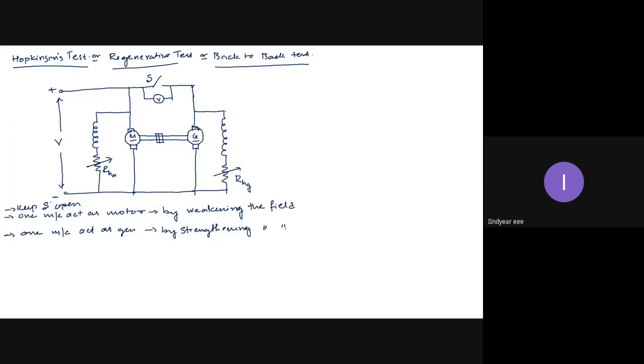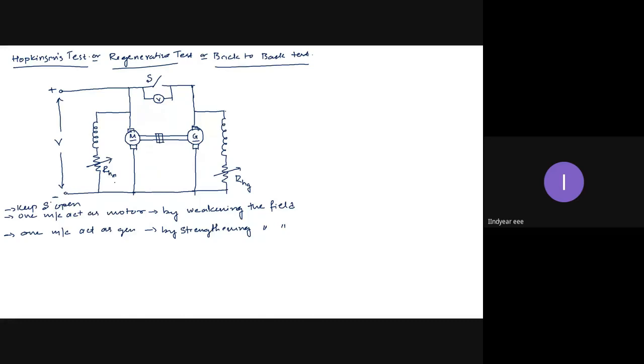By strengthening the field, it means that for a motor, I am decreasing the field current. For a generator, I am increasing the field current. That's it. Weakening the field means decrease the field current. Strengthening the field means increase the field current. So how do I do that? Initially keep the motor field rheostat at 0 and the generator field rheostat at maximum.